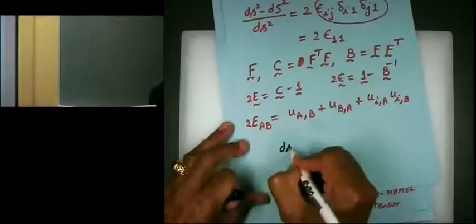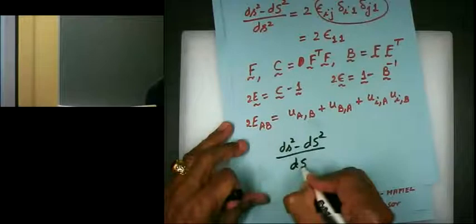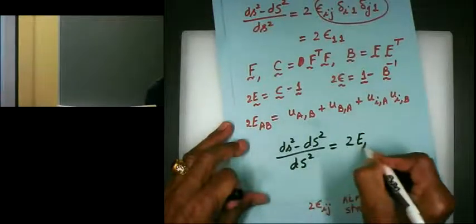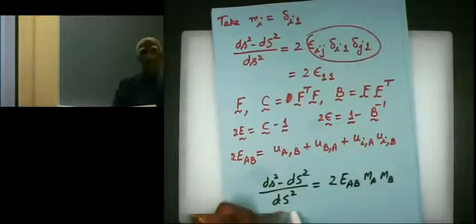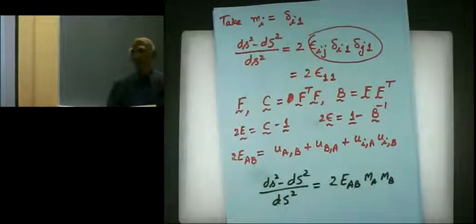With the big E we had little ds square minus big ds square over big ds square was twice E_AB M_A M_B. So the only difference between what we did last week is that in the denominator we had big ds square, and now in the denominator we have little ds square. So we are defining strain as change in length per unit present length. Previously we said it is change in length per unit undeformed length. Both are equally good, equally bad. This is a definition, it depends on what you like.